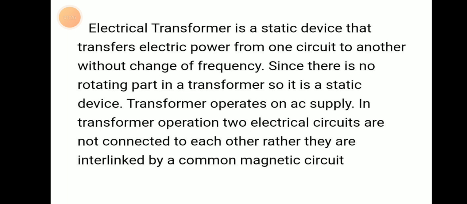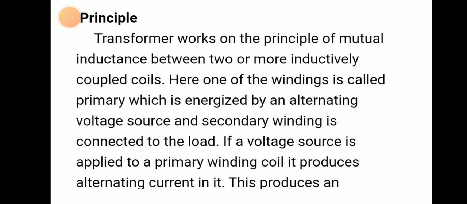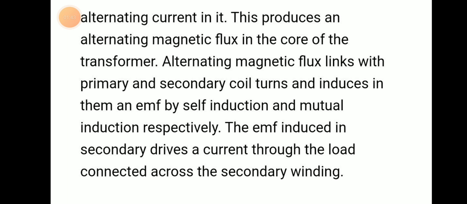Here one of the windings is called the primary winding, which is energized by an alternating voltage, and the secondary winding is connected to the load. If a voltage source is applied to the primary winding, it produces an alternating current. This produces an alternating magnetic flux in the core of the transformer.